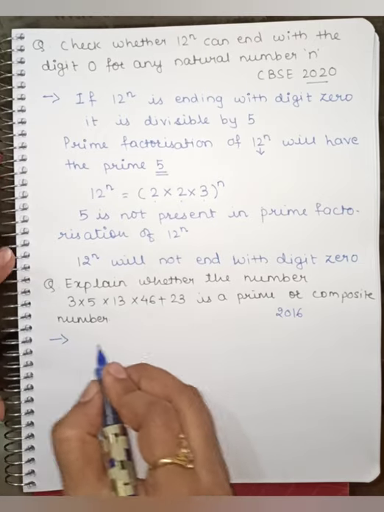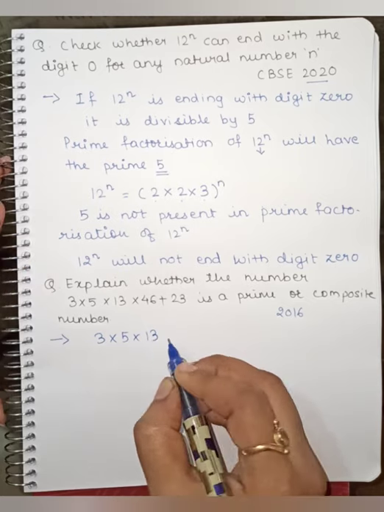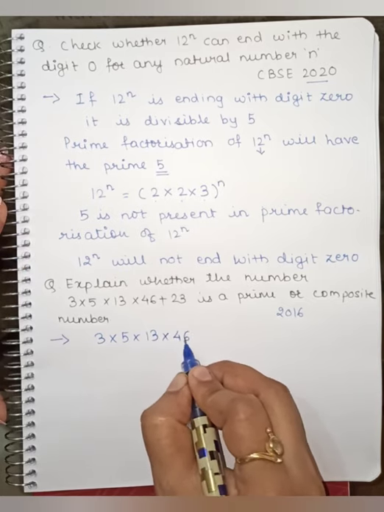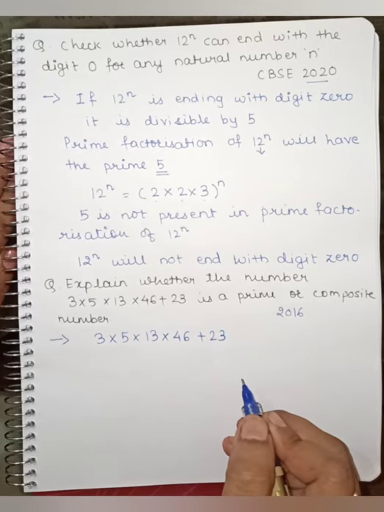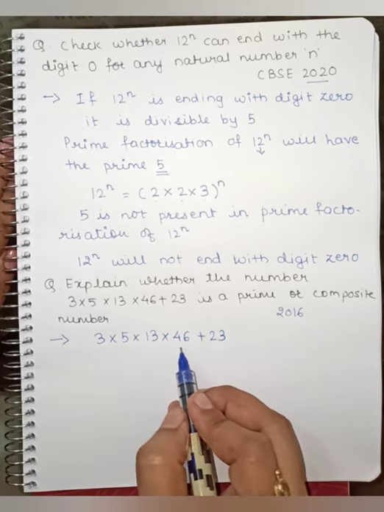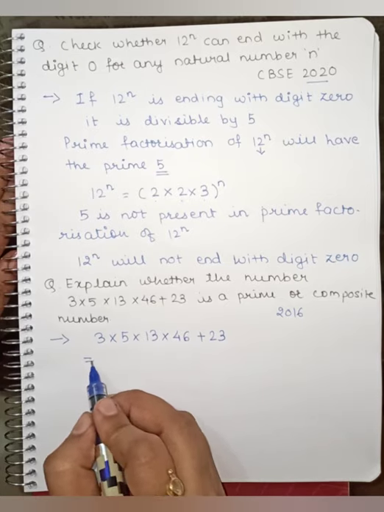So let us write down the number. The number is 3 into 5 into 13 into 46 plus 23. Now, if I look at the number, I can see this number is divisible by 23. So I can take 23 as common.